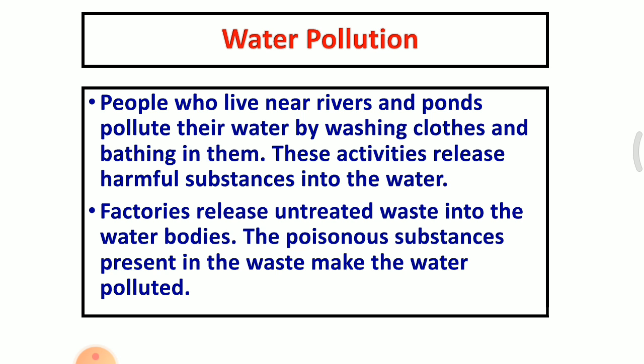Factories release untreated waste into the water bodies. The poisonous substances present in the waste make the water polluted. The large factories release some colored chemical items into the water bodies. These colored chemical items are very poisonous when they mix with the water.